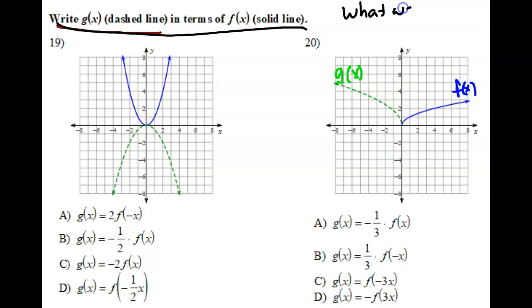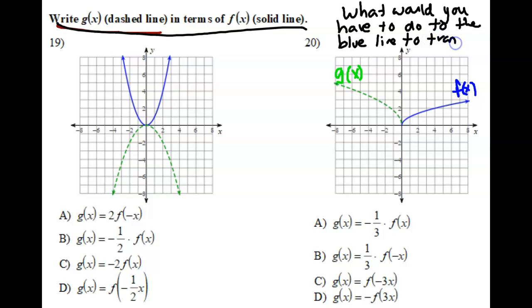What would you have to do to the blue line to transform it into the green line? Or if you're not looking at a colored picture, you could say, what would you have to do to the solid line to get the dashed line? But that's the idea there.